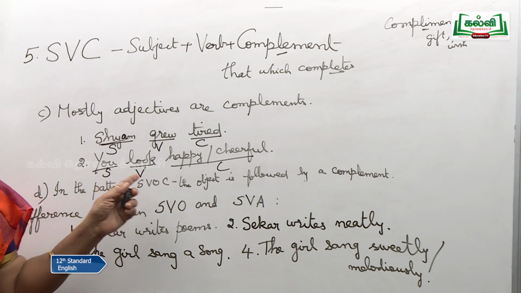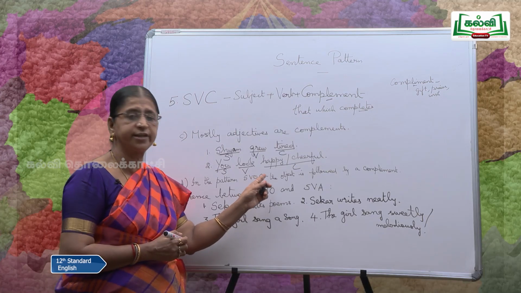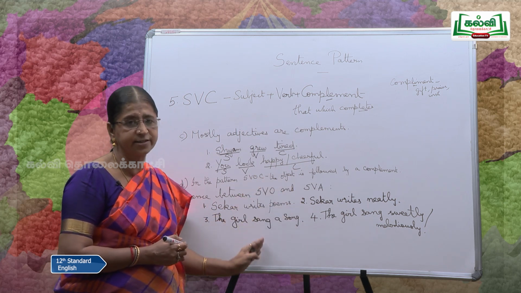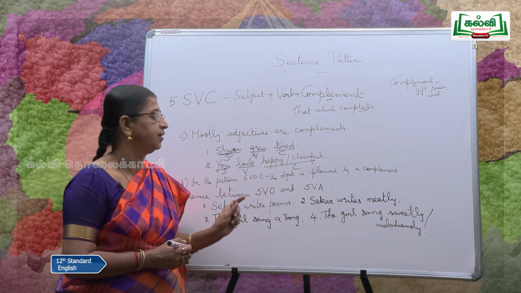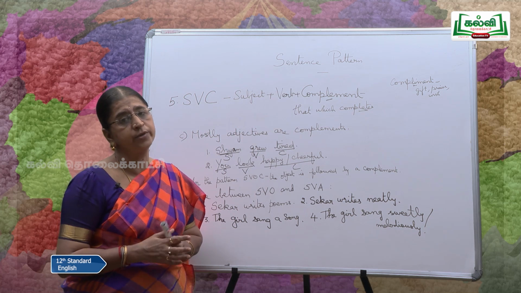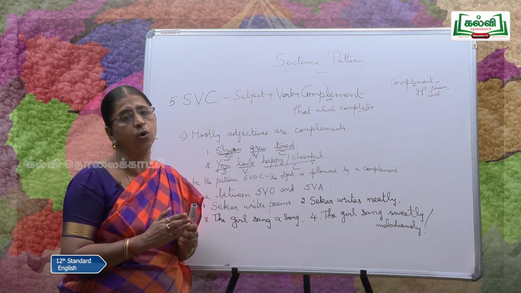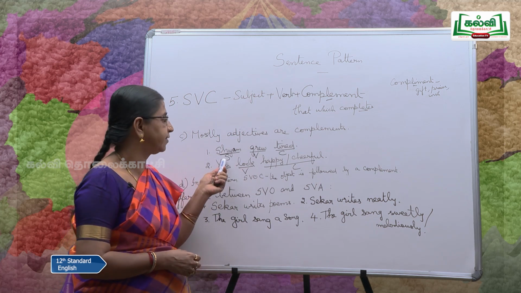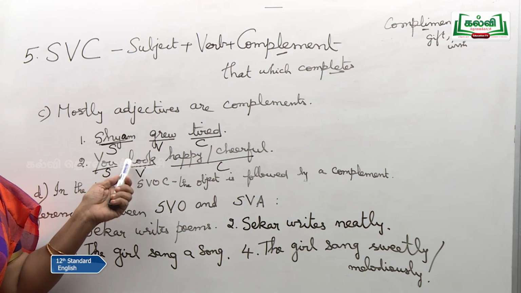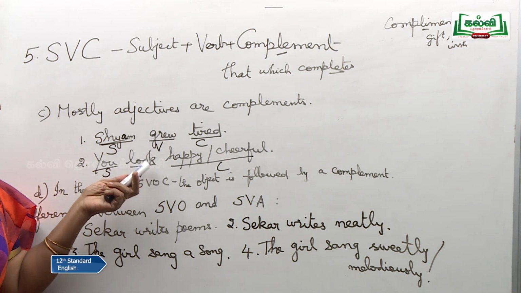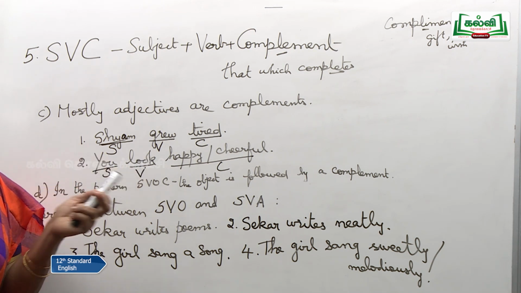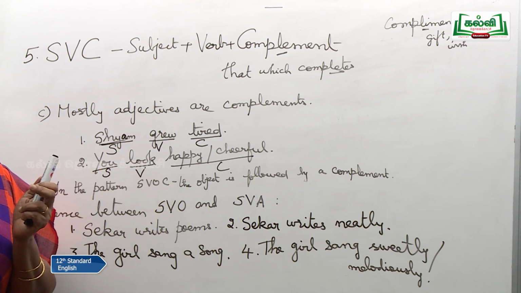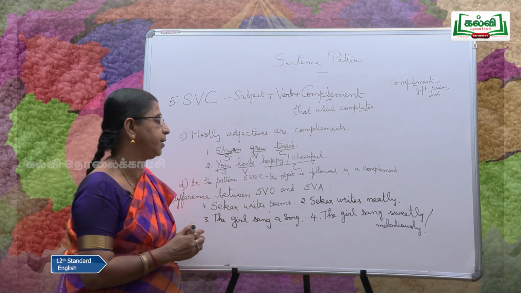Now in the pattern SVOC, the object is followed by the complement. We shall discuss this later after considering these differences. Now it's essential that you distinguish between SVO and SVC. I have already explained this to you. Look at this sentence. You look happy. So you look, how do you look? So don't get confused with SVA here. You look, you are, you seem to be in a cheerful manner or happy manner.